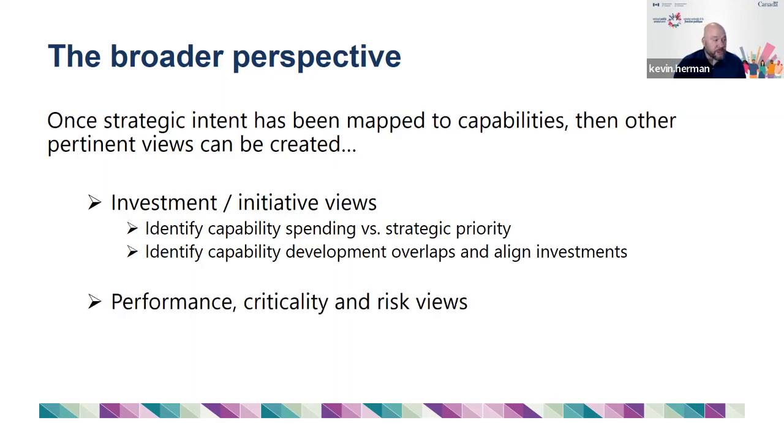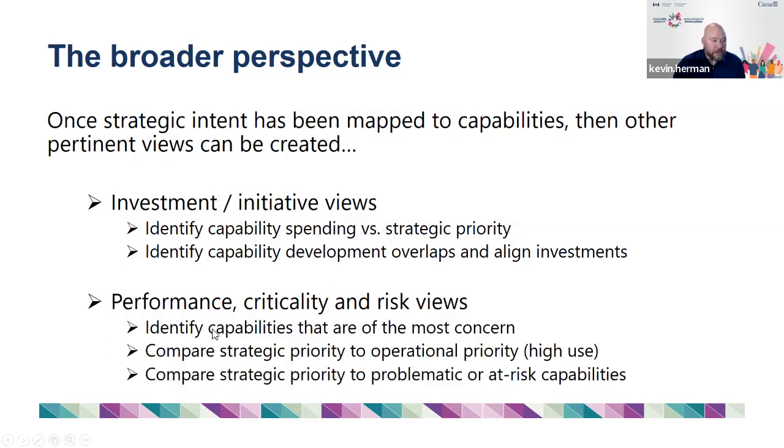Other views that you can produce are also performance, criticality, and risk views. So looking more again at how does the actual business operate in relation to that capability. And that would help you then to identify capabilities that are of the most concern. So there might be ones that have particular risks associated with them. You might also see that there's some strategic priority against the operational priorities. So where do we have high use of a capability where it's being used across multiple processes, and therefore it becomes a linchpin for our business. So if we don't have strategic priority on the most important capabilities, it starts to raise questions and starts to challenge our strategy.